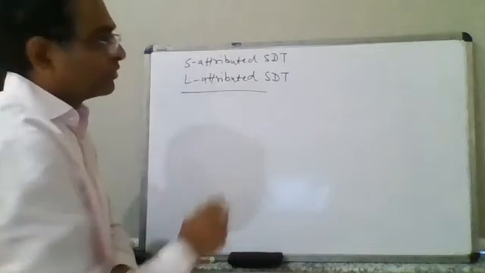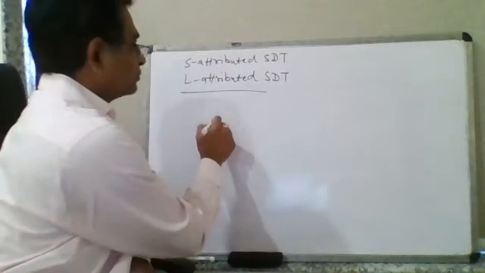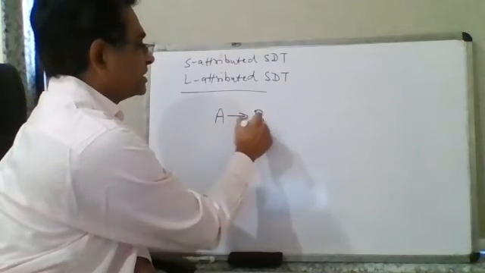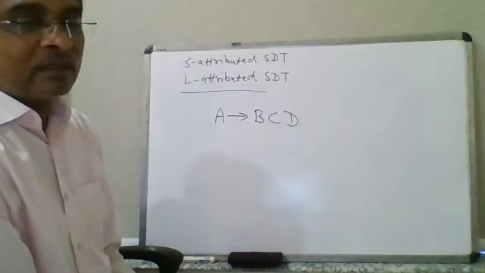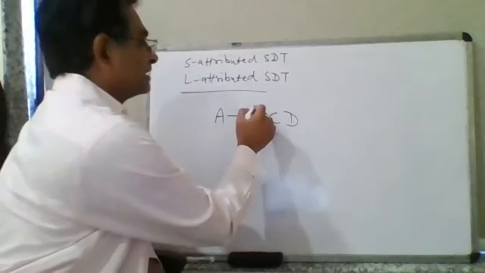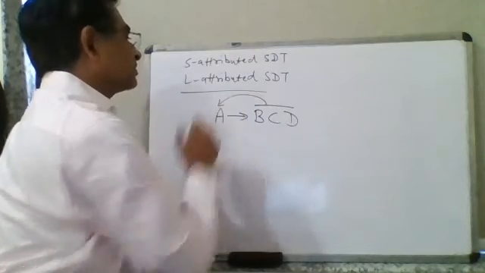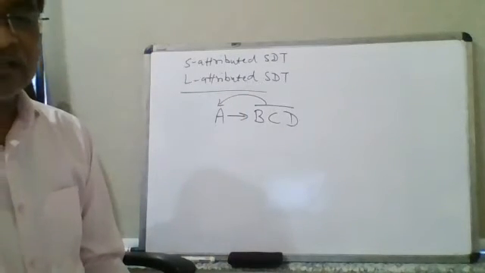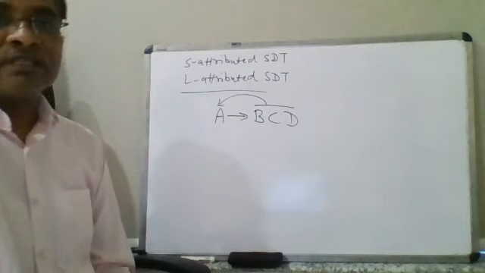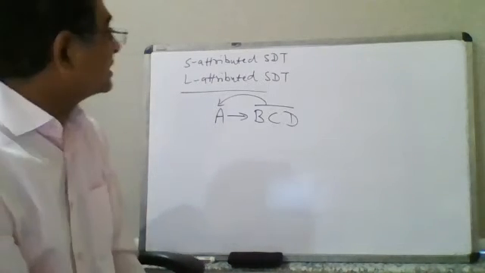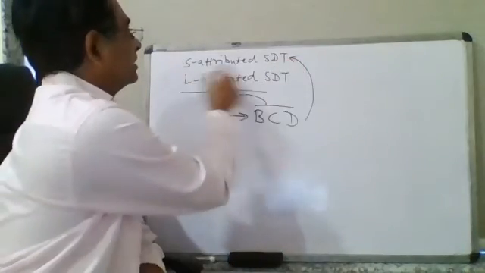Before we go into these details, let us see, if I have a production like A tends to B, C, and D, what is the meaning of this? Let's say BCD is going to give the value to A. That is one possibility, which means that A is taking values from its children. Such an attribute is called a synthesized attribute. If this is the case, then it is known as an S attributed SDT, right?